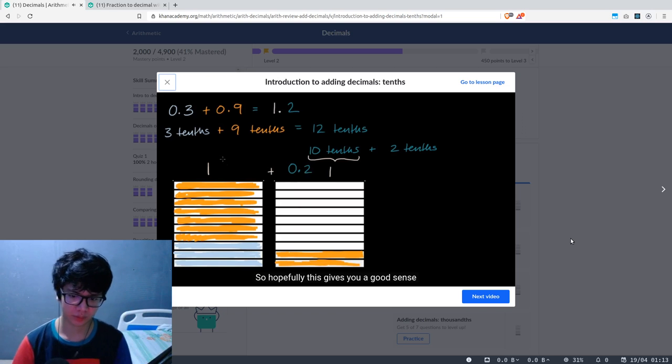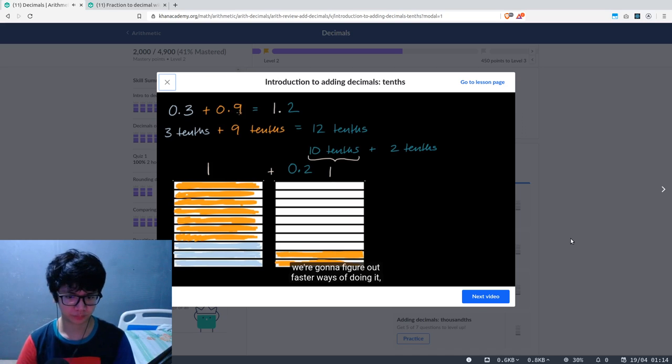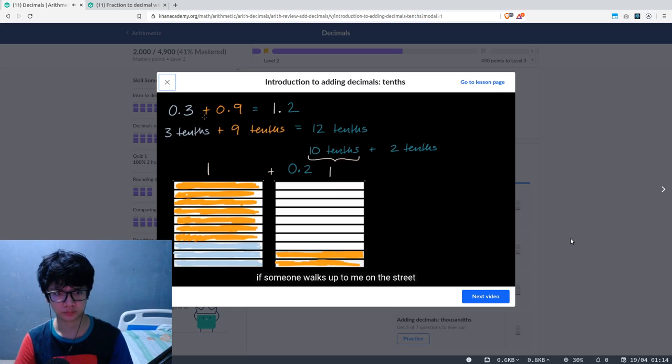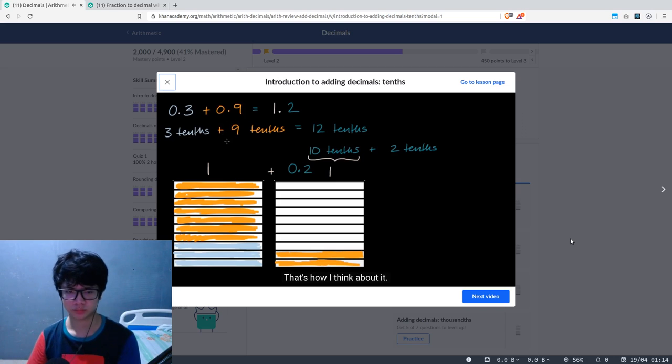So hopefully this gives you a good sense of how we think about adding decimals. And even though in the future we're going to figure out faster ways of doing it, or more systematic ways of doing it, this is still the way that I do it in my head. If someone walks up to me on the street and says, hey, add 0.3 to 0.9, that's how I think about it.